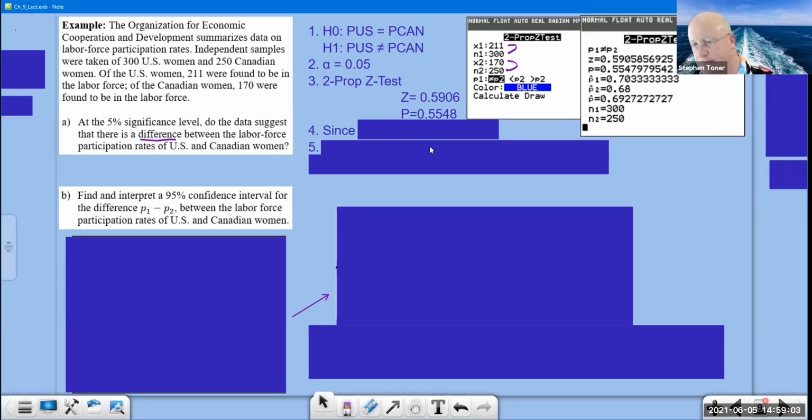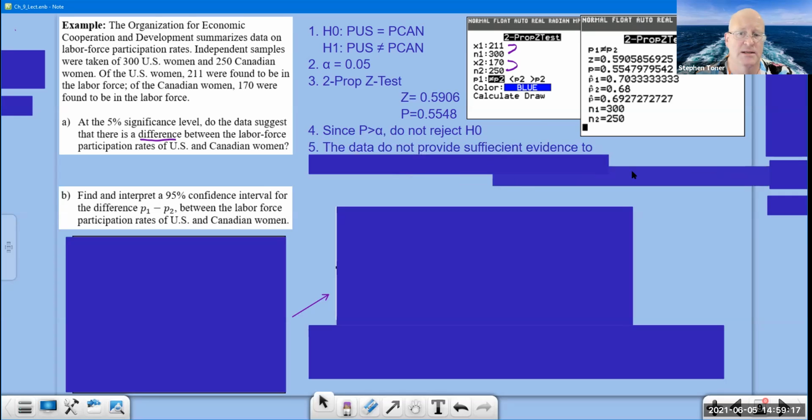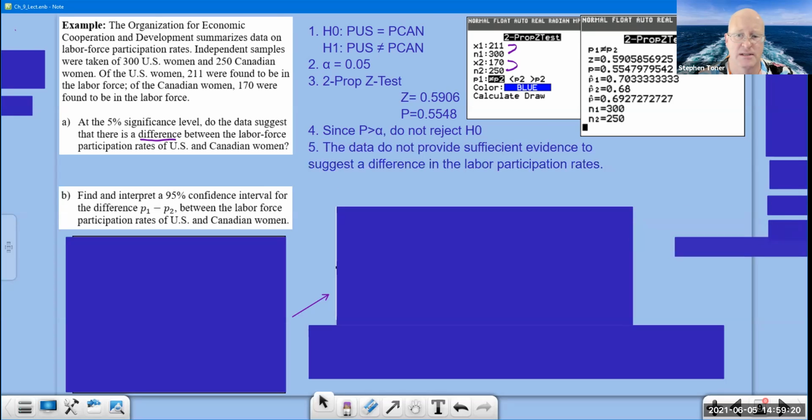And you can see that our p-value of 0.5548 is much larger than alpha, and therefore we will not be rejecting H0. And so the data does not provide sufficient evidence to suggest a difference in the labor participation rates. Okay, once you know the format of these types of problems, they're really not that bad. It's the 2 sample t-tests that were a little more challenging. It's the interpretation sometimes of the confidence intervals where we have the tough spots, and that's what we're moving on to in this next part.